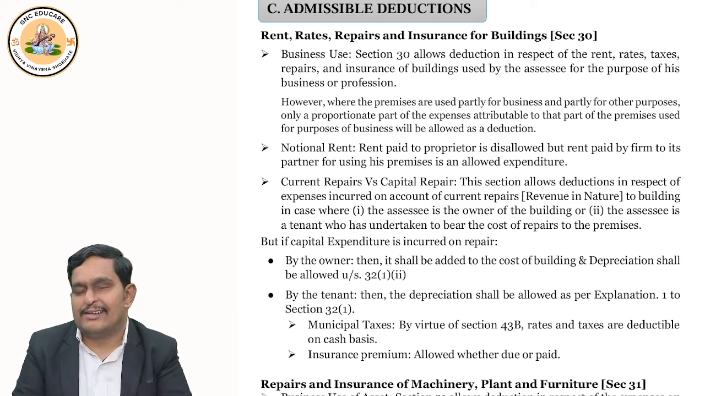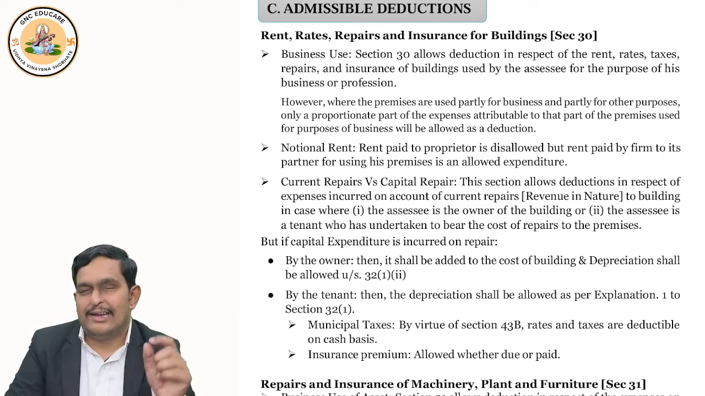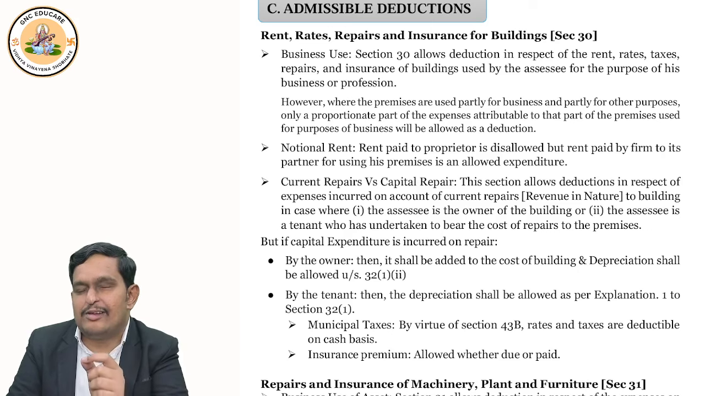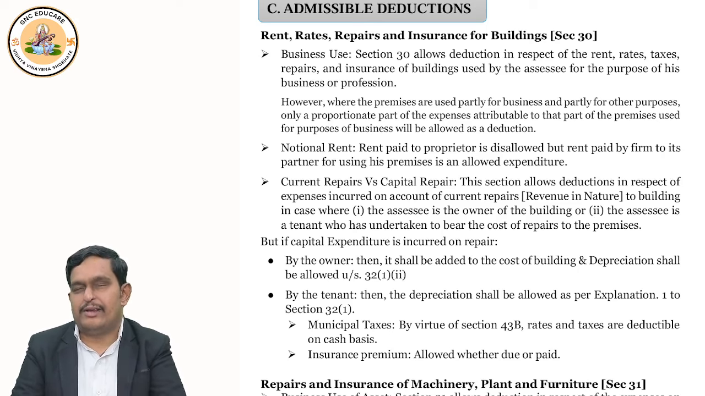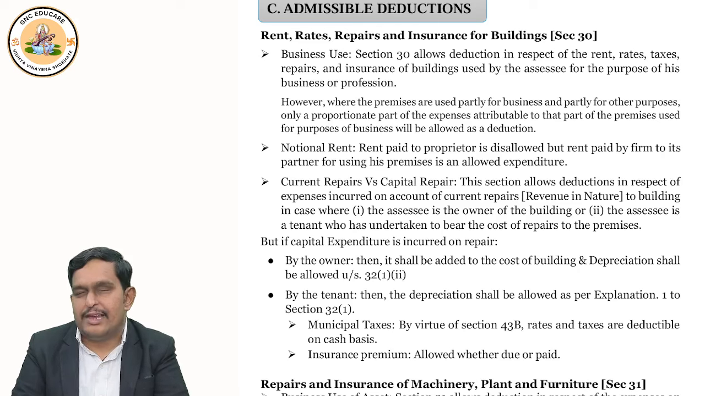In that, the first one is section 30: rent, rates and taxes, repairs and insurance of building. Please remember, here we are only talking about building. So when I speak about rent, can you pay rent to yourself? You are staying in the property, you are the owner of the property. Can you pay rent to yourself? The answer is no.